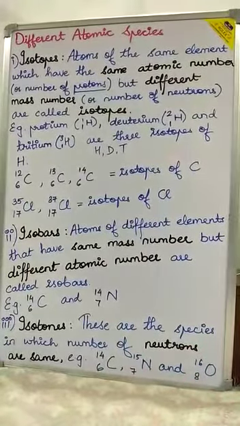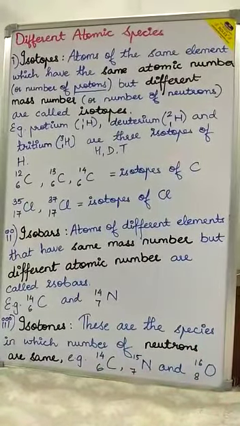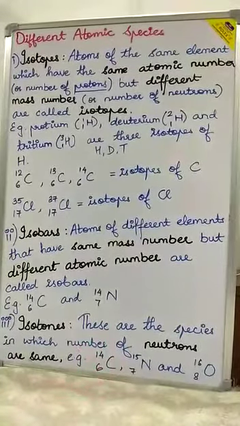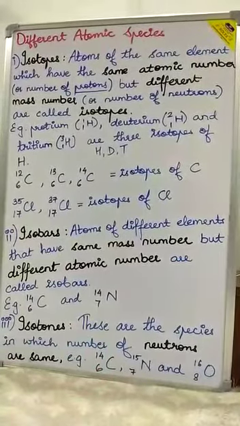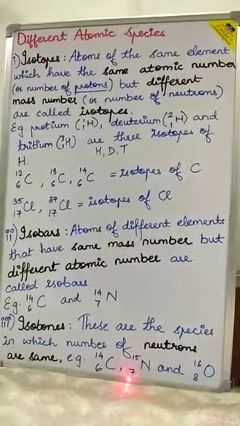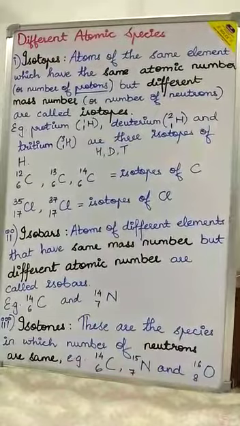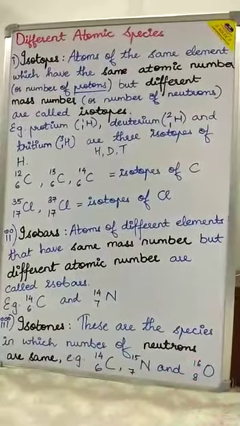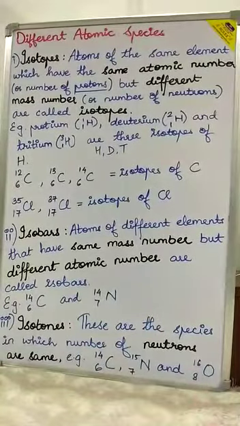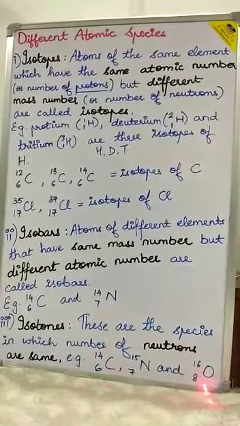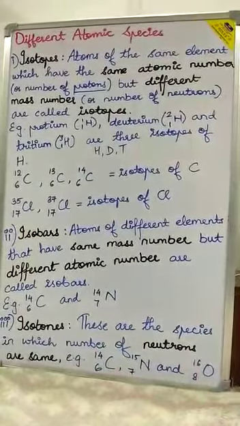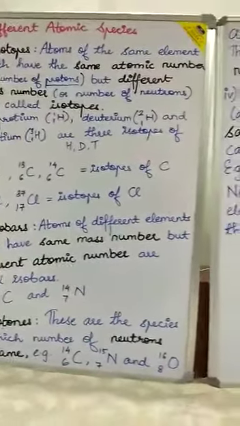If you calculate the number of neutrons in all these 3 species, carbon has got 14 minus 6, 8 neutrons. Nitrogen has got 15 minus 7, 8 neutrons. Oxygen has got 16 minus 8, 8 neutrons. So these all 3 species have got the same number of neutrons. Hence they are isotones. I hope it is very clear to you all, students.